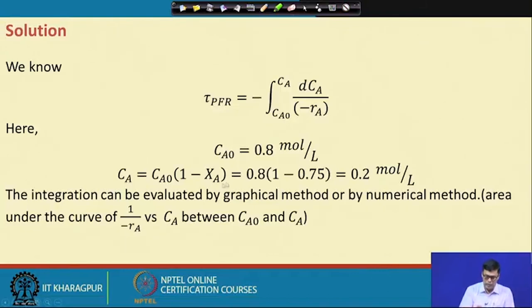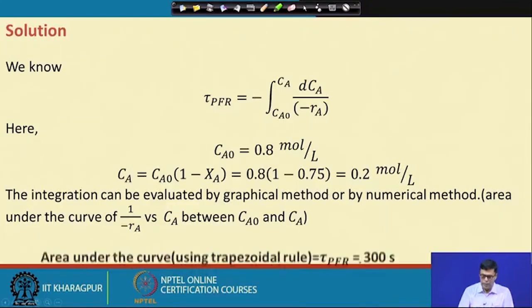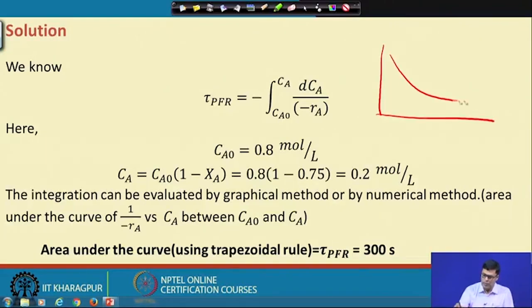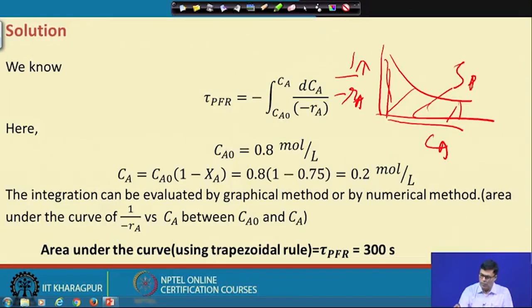Now, this is the equation, and this CA value you can calculate, and this is about 0.2 as I showed you. When you calculate the area under this curve of 1 by RA versus CA, that is tau plug flow reactor, and this comes to about 300 seconds. So you can easily calculate. I consider this a very interesting problem in the sense of how batch data can be utilized for finding out the time required for the operation of the plug flow reactor.